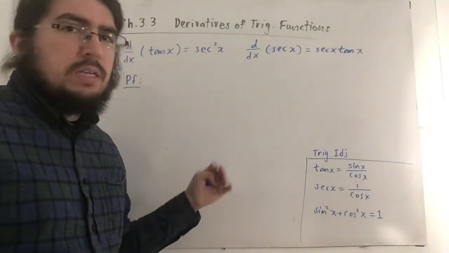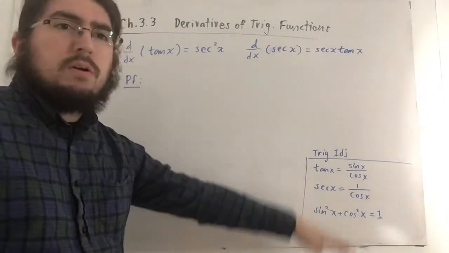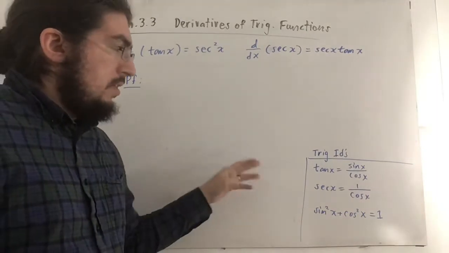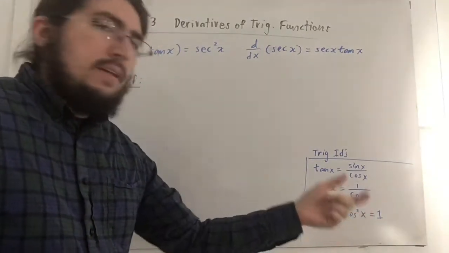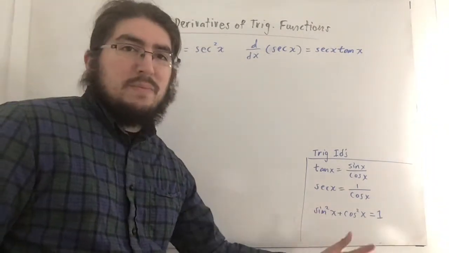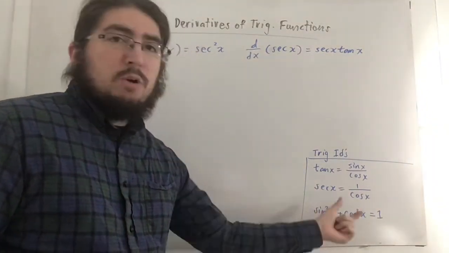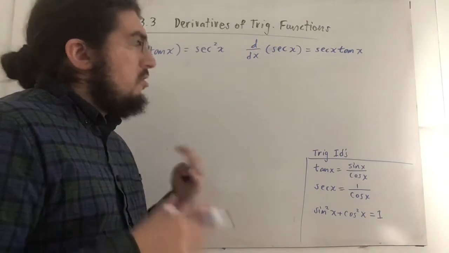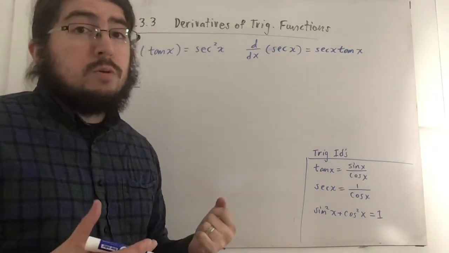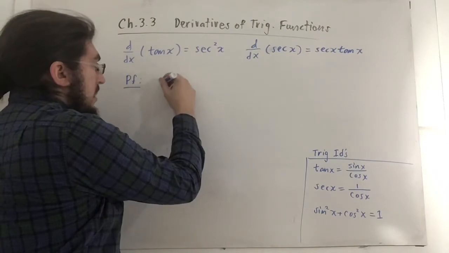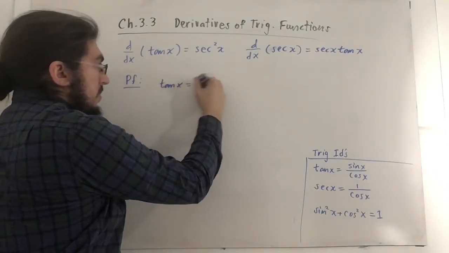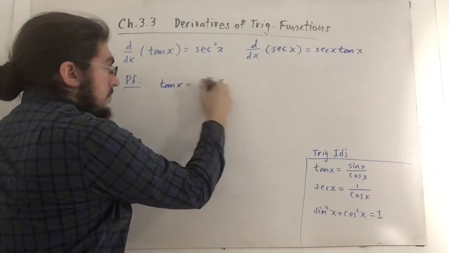To see this, we'll need to see a few things, but first I want to recall some trig identities. Those, of course, are tangent is sine over cosine, secant is 1 over cosine, and the one we know and love, the Pythagorean identity, sine squared plus cosine squared is 1. The other thing I want to use here, of course, will be the quotient rule, because for proving tangent, we want to write tangent as sine over cosine.